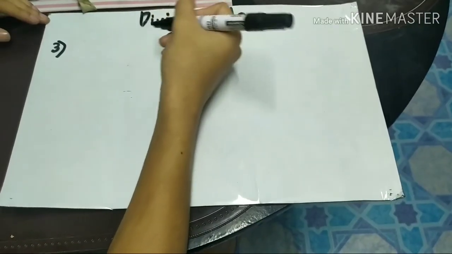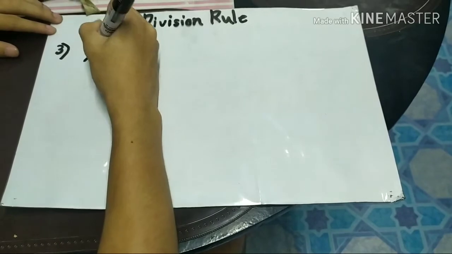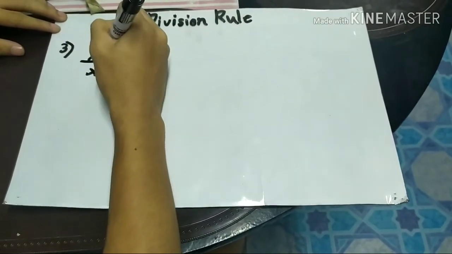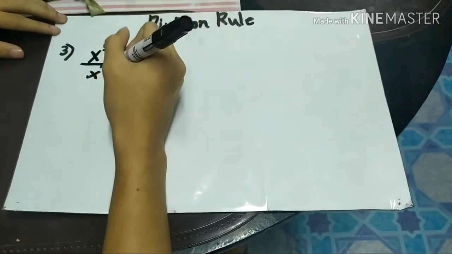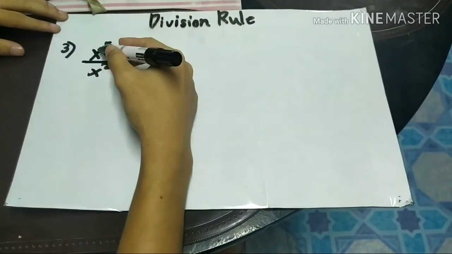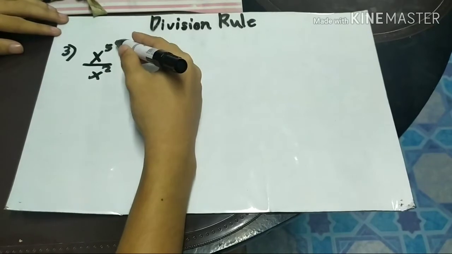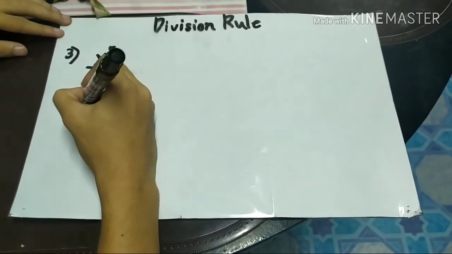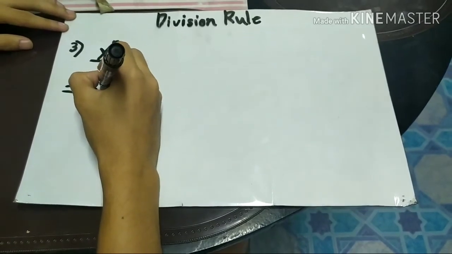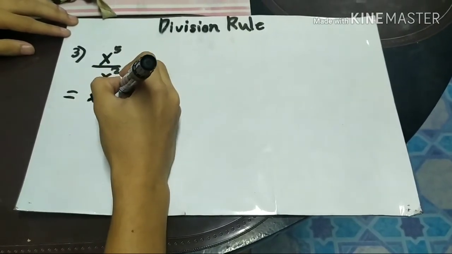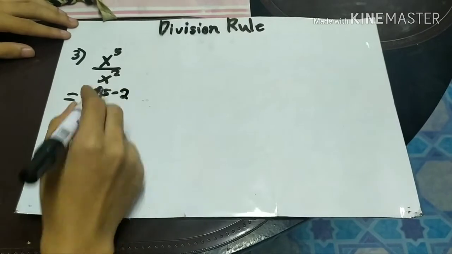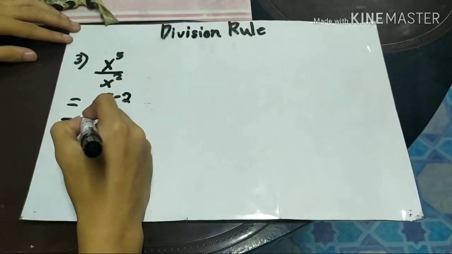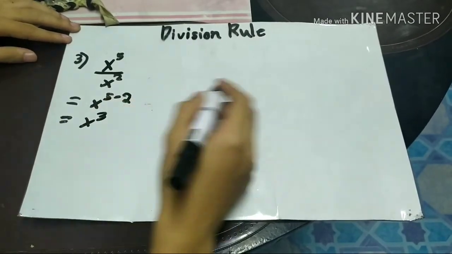Here is example number 3. x raised to 5 divided by x squared. Now you can see they are the same base, so we subtract the exponent. Equal x raised to 5 minus 2. We subtract now, then equal x cubed.